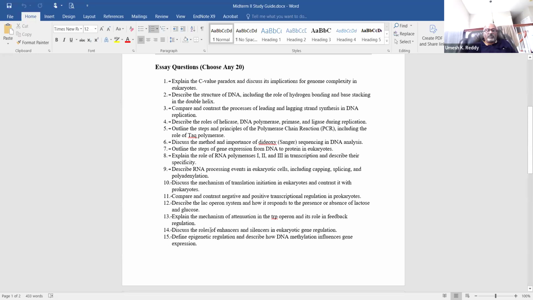So what are the roles, question number 14, of enhancers and silencers? There are binding sites for very short proteins, almost 20 to 30 nucleotides in length, binding sites for enhancers or silencers. So some proteins will bind there, enhancer proteins or silencer proteins.